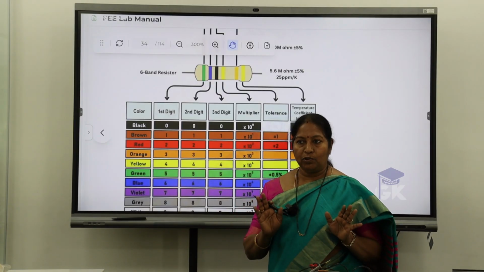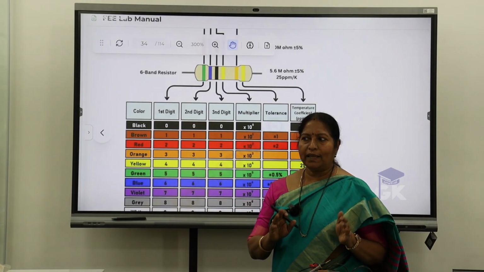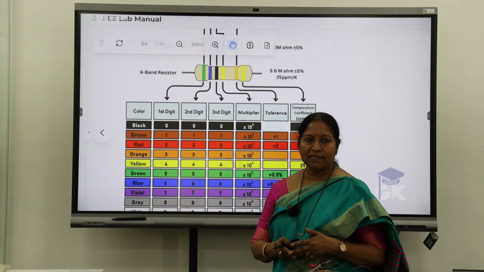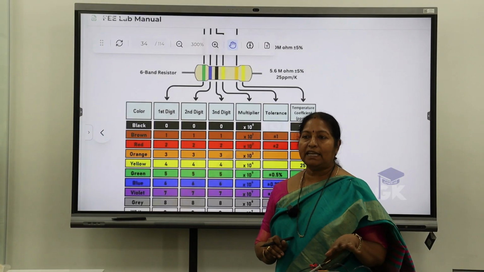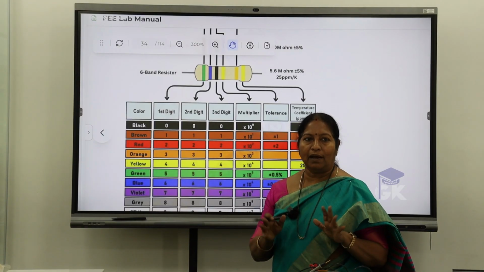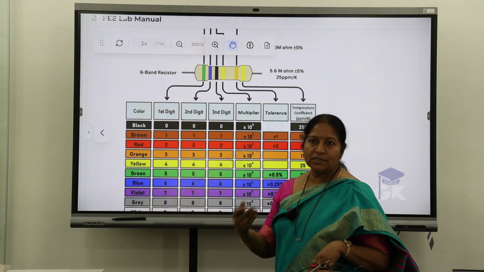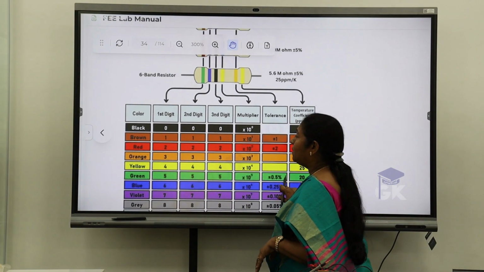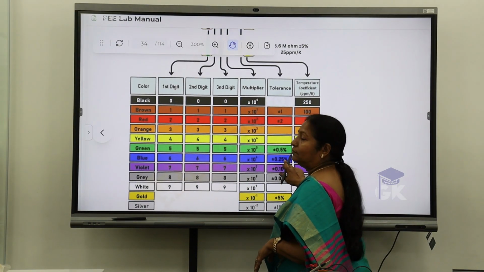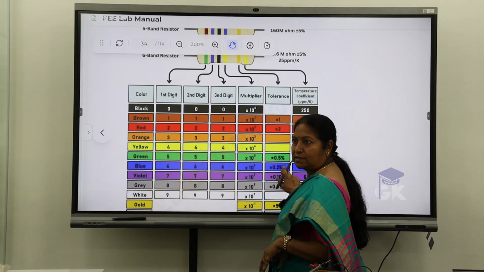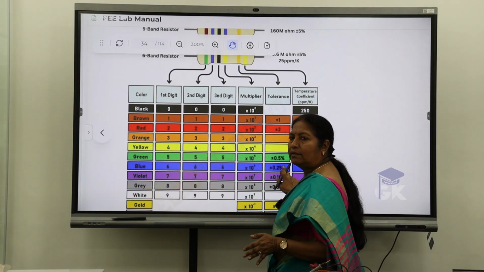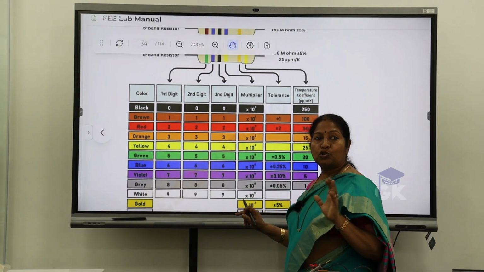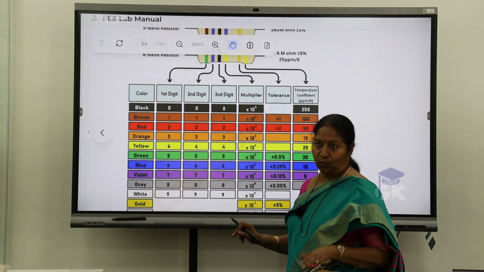Color coding you came to know. Whatever coding or symbols you want to use, you can use it. So this is very easy. As soon as you look at it, you will know the value. Keep on using that. Because multimeters you may not have all the time. Therefore, it's always very important that you should know the resistor value by color code.